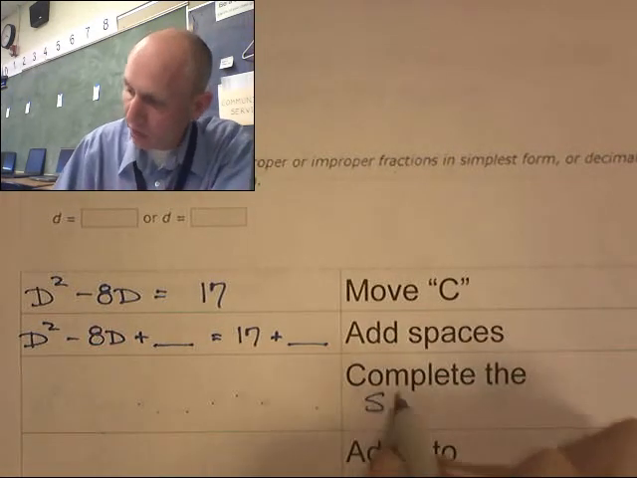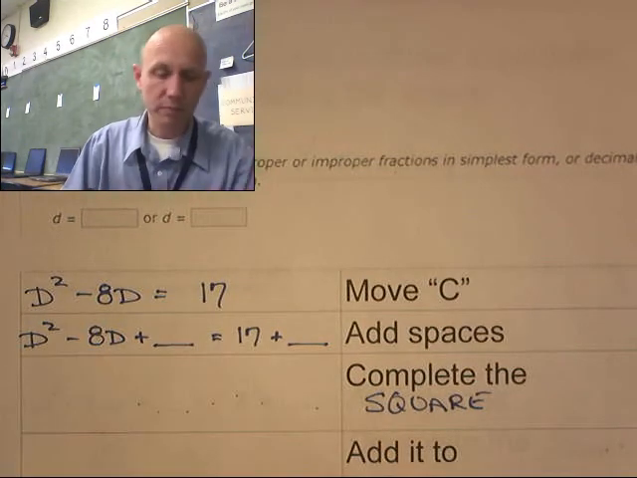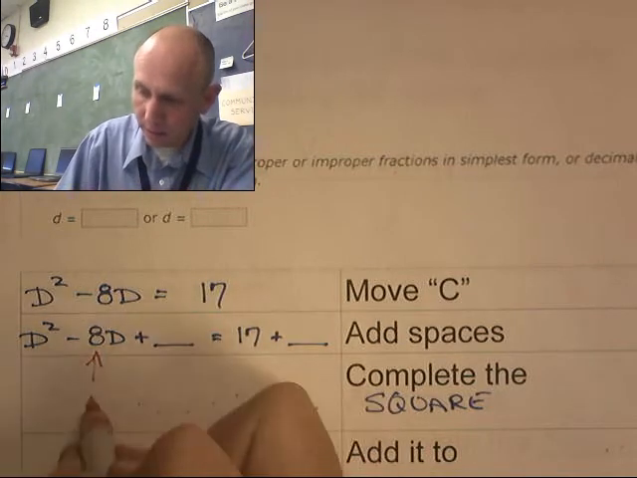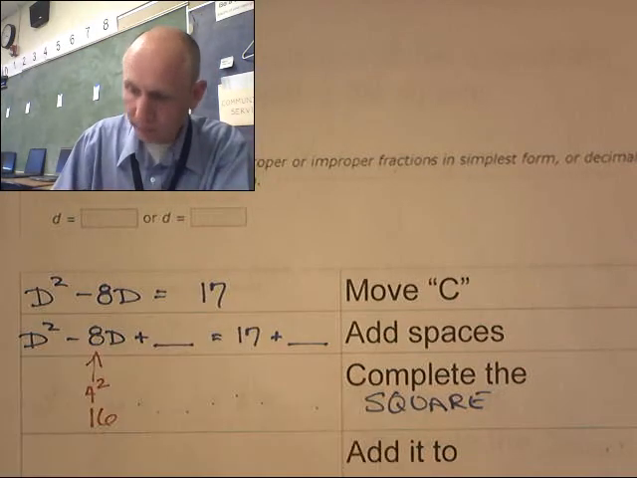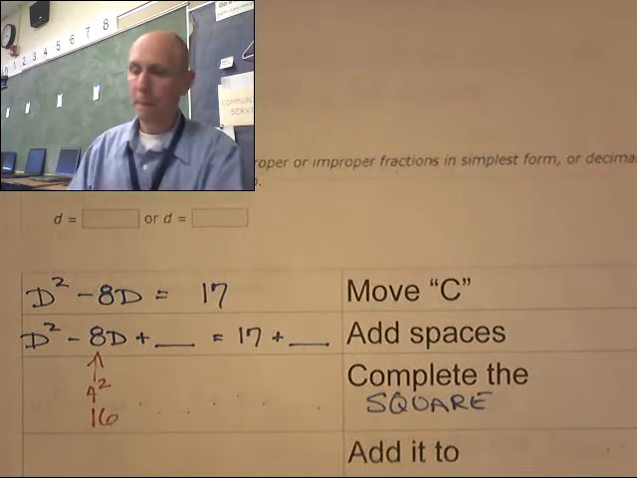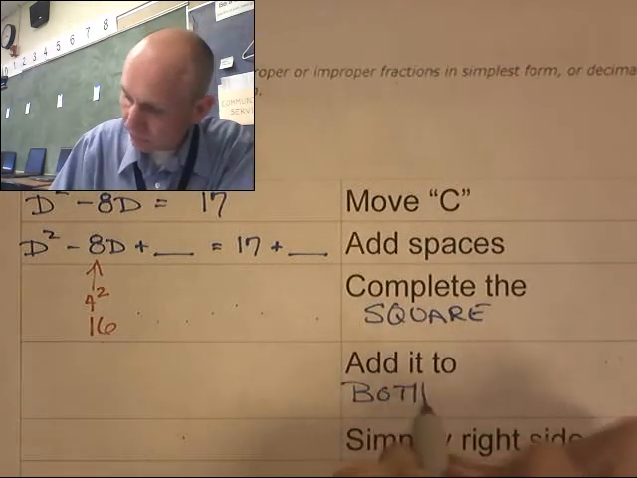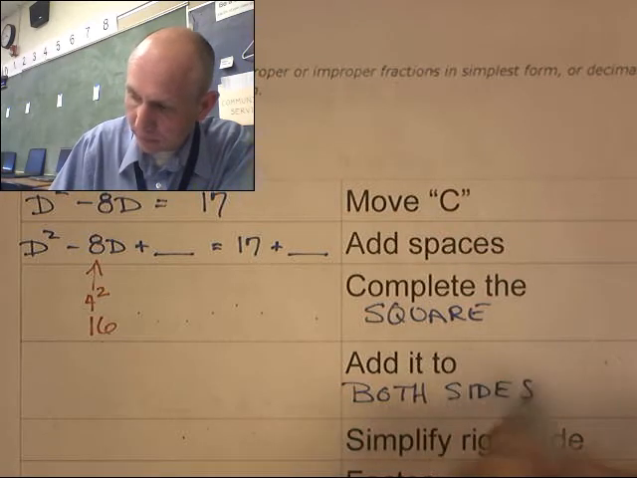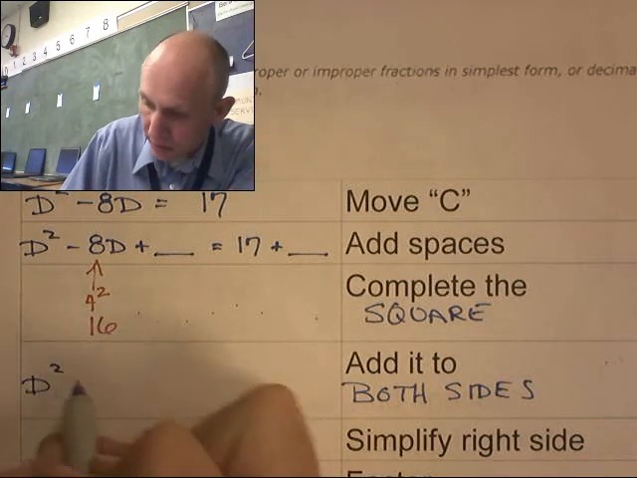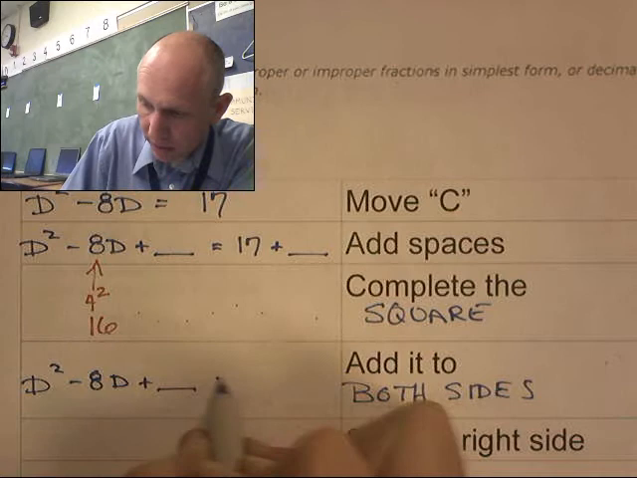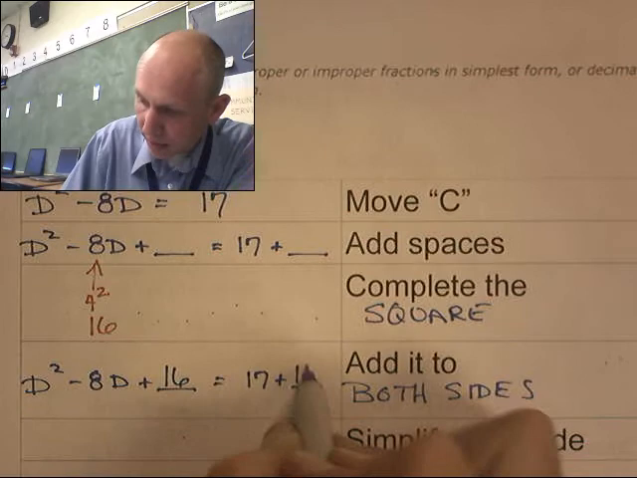Complete the square. Okay, 8, cut it in half is 4, squared is 16. Just completed the square. Add that to both sides. That's what those spaces are all about. So I have d squared minus 8d plus 16 equals 17 plus 16.